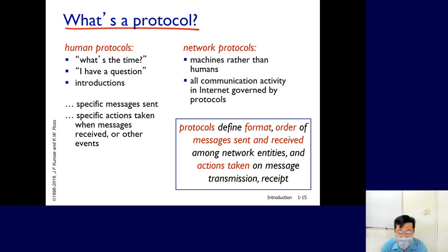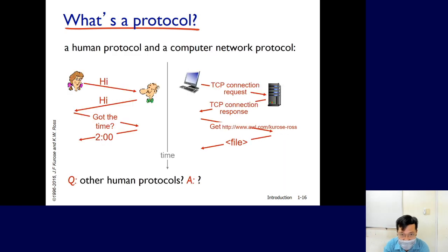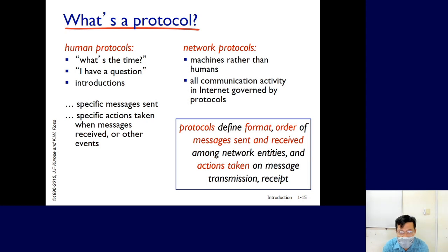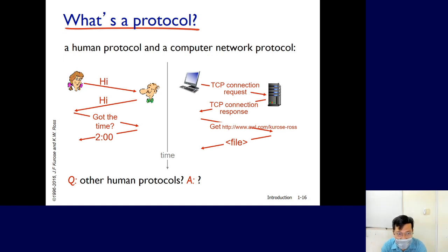So network protocols are considered the main brain of the network. They define everything in the network, the operation of network applications. The network protocol is analogous to the human protocol. Here in the example, how the human protocol and the computer network protocol work, likewise, by exchanging messages between the entities.